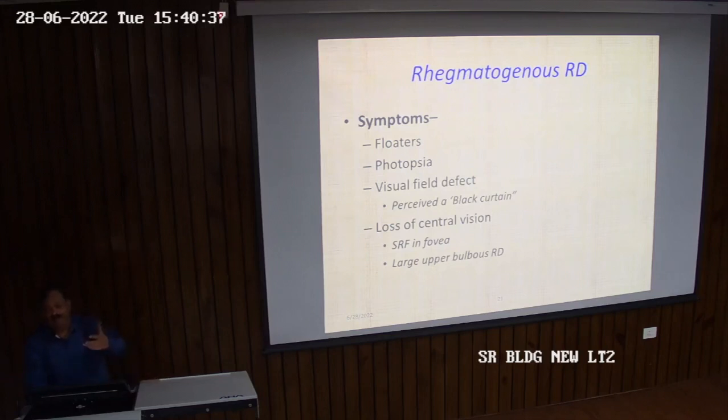And central vision loss is there if the detachment extends to the macula. If the central vision is already lost, then the patient doesn't see anything. His vision will be just like finger counting or less than that.